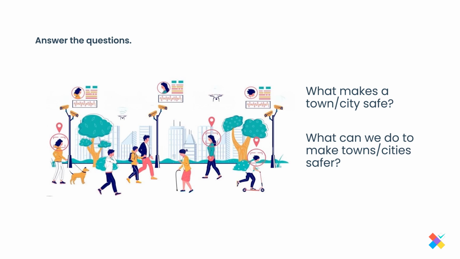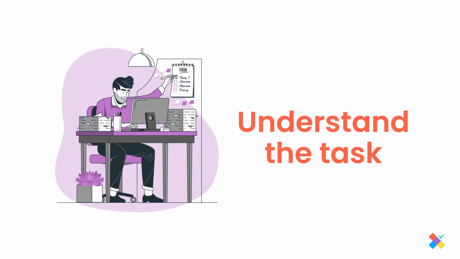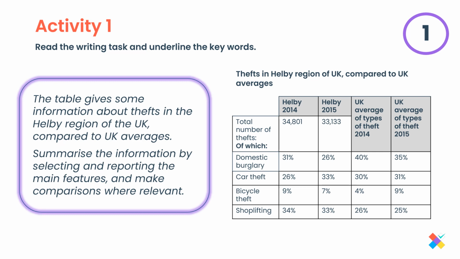All right, now that you're all warmed up, let's get started with our first activity, understanding the task. Now, let's take a close look at the table we'll be working with. We've done this before, right? Analyze the given information, identify the main features, and also pay attention to any specific trends or patterns. This is what you should be doing. So you've got 1 minute to read the writing task and underline the keywords. All right? Good luck.